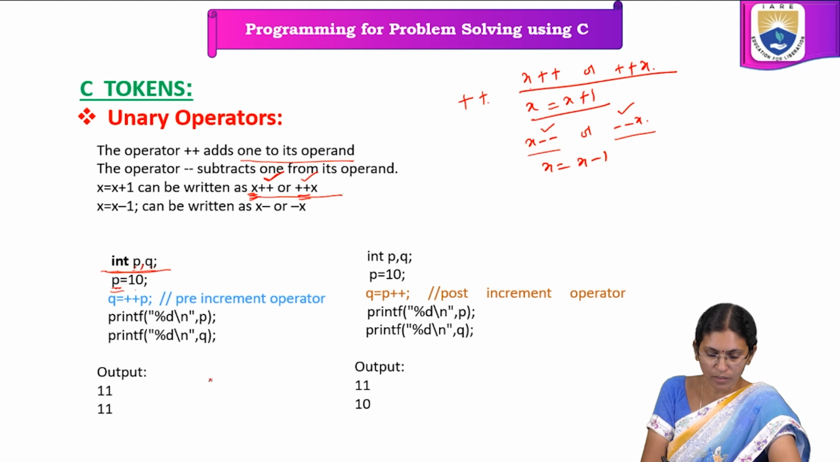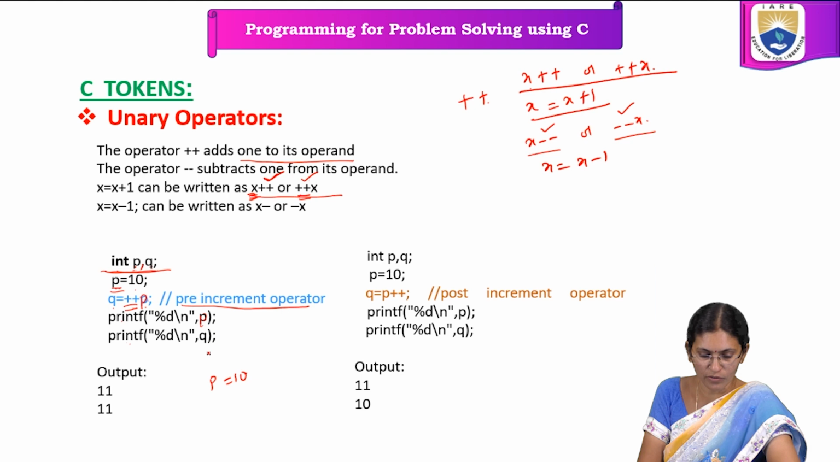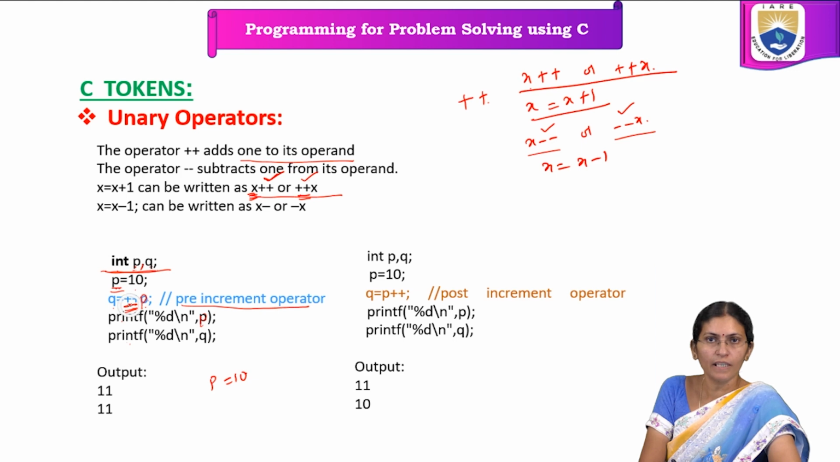So p is equal to 10 now. Now q is equal to plus plus p. This is the pre-increment operator applied on p. After that we have written two printf statements. In one printf, the p value is printed, and in the other printf statement, the q value is printed. Now let us see the output. With the pre-increment operator, first the value of p is incremented by 1, then it is assigned to q.